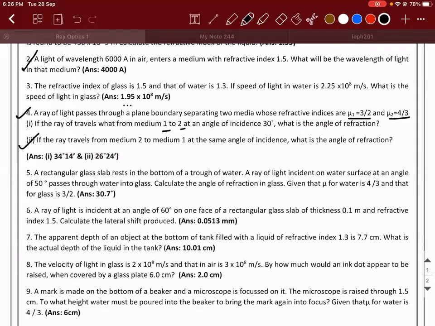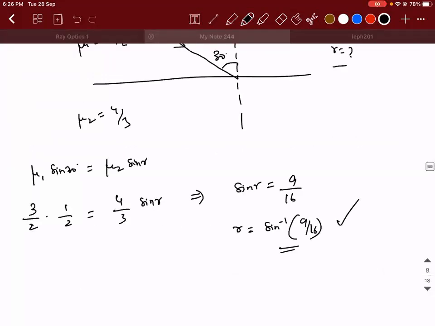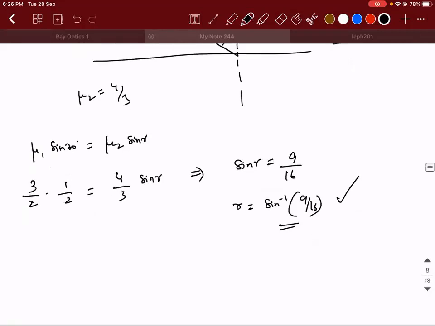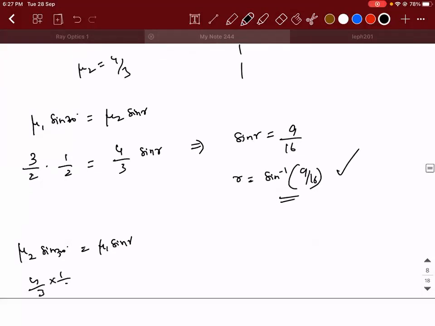If the ray travels from medium 2 to medium 1 at the same angle of incidence, what is the angle of refraction? Calculate it again. Sir, sin r is equal to 4/9. So you will get mu2 into sine 30 degrees is equal to mu1 into sine r. Mu2 is how much? 4/3. Sine 30 is half. Mu1 is 3/2. How much did you say? 4/9. Yes, sir. Correct. So sine r is equal to 4/9. So r is equal to sine inverse of 4/9. Correct.